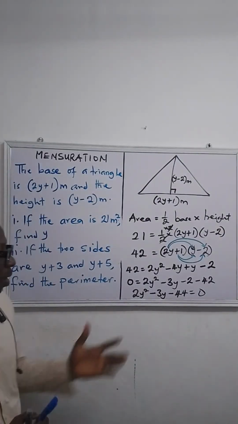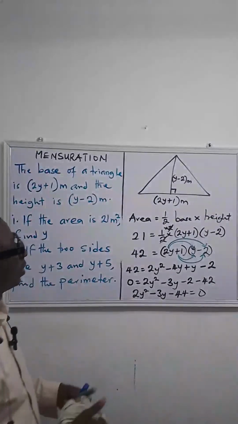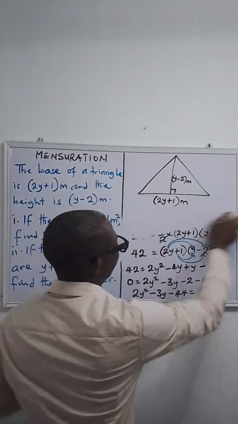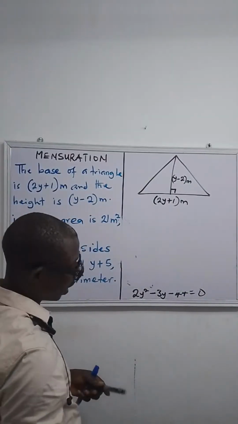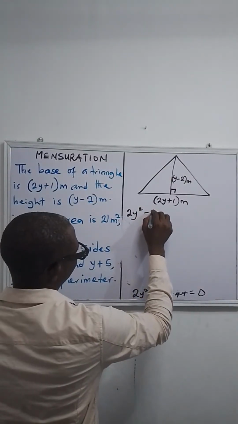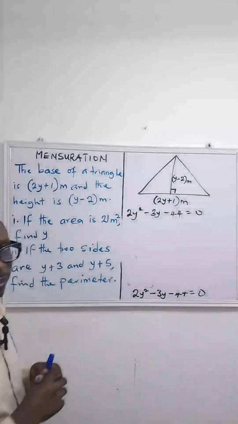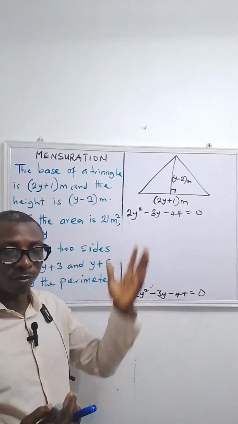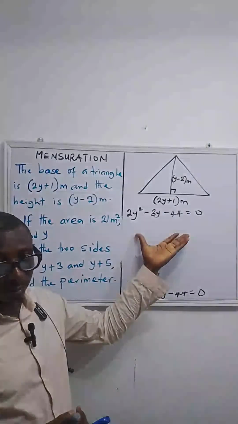Okay, so now what we need to do is to solve this quadratic equation. So how do we solve this? We have 2y squared minus 3y minus 44 equals 0. To solve this, I need to identify the sum and product. I want to believe we all know how to do this. If you don't know how to solve quadratic equations, you can go through my previous video, where I explain how to solve quadratic equations.